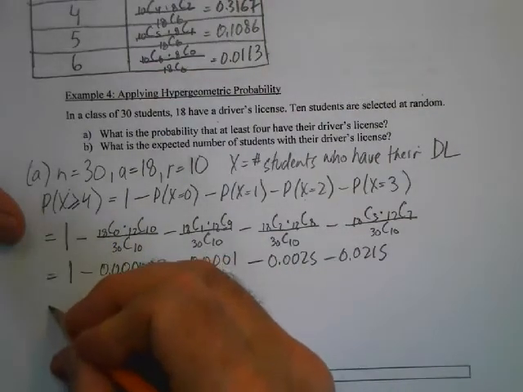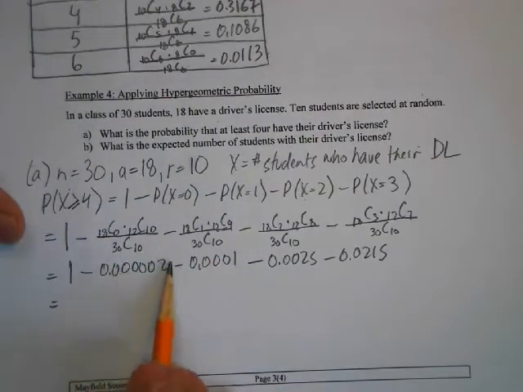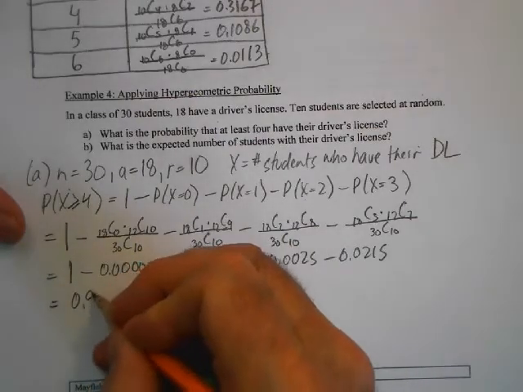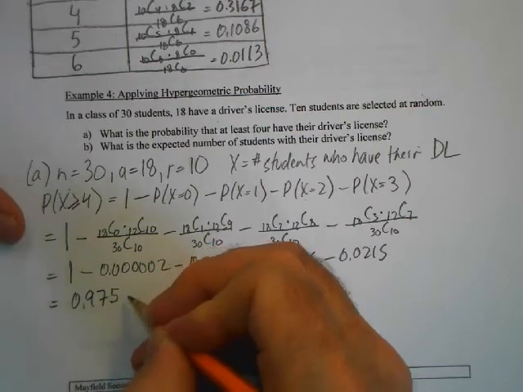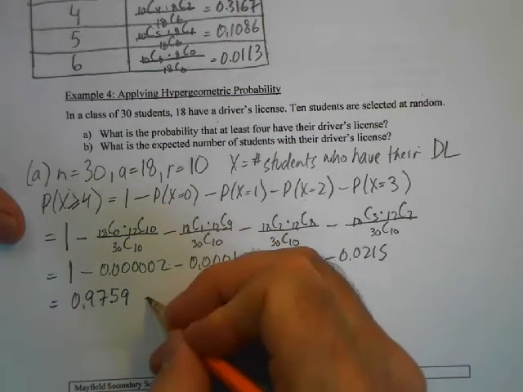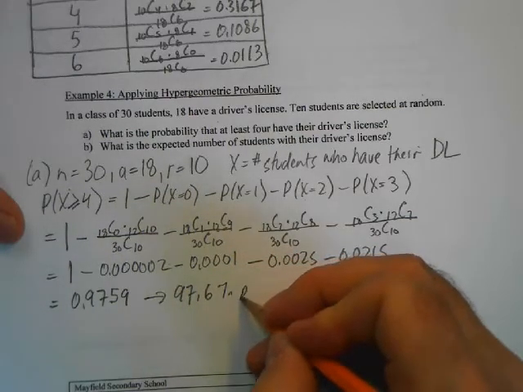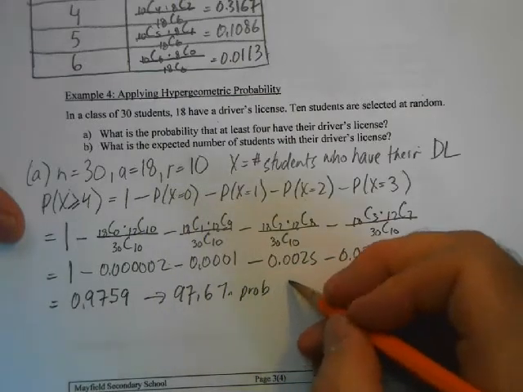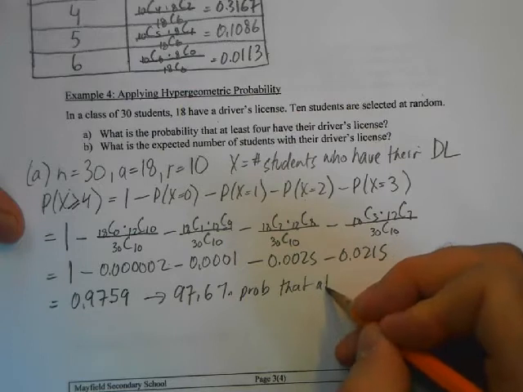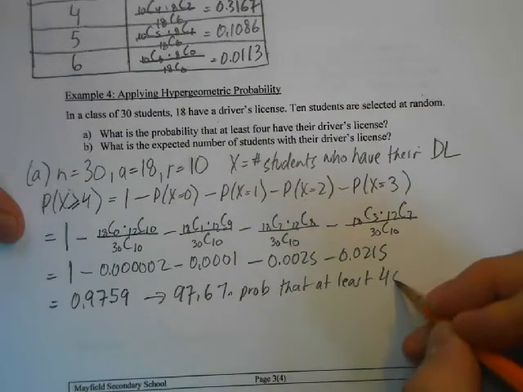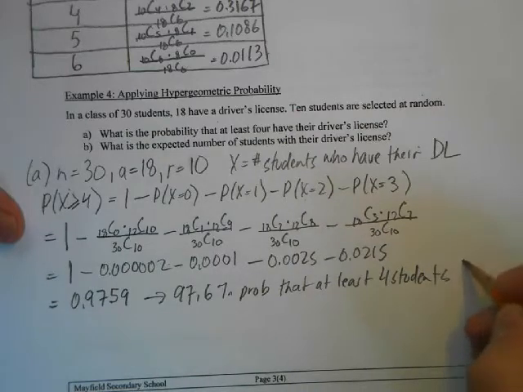Now when I actually go and add these up, or subtract them, whatever you want to call it, I don't actually do this one. Well, I could, but it's not going to have any impact on the 4 decimals that we're actually looking at. So this works out to 0.9759. So very high probability, therefore 97.6% probability that at least 4 students have their license.